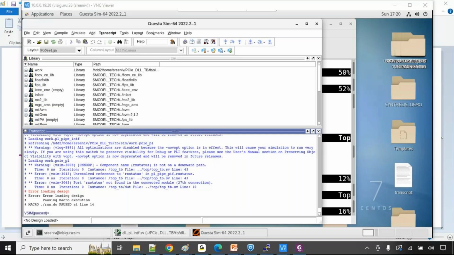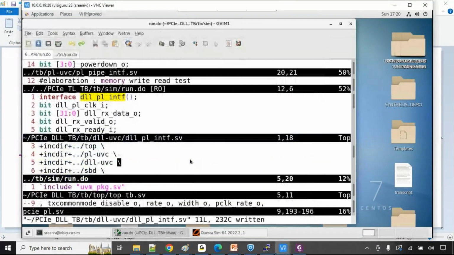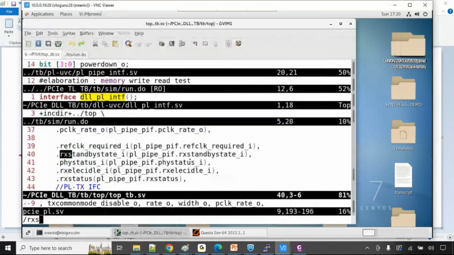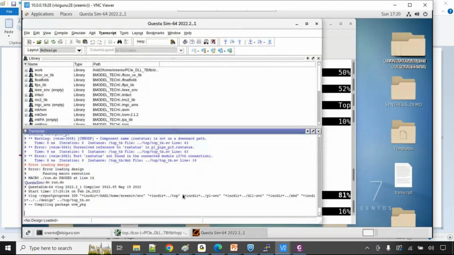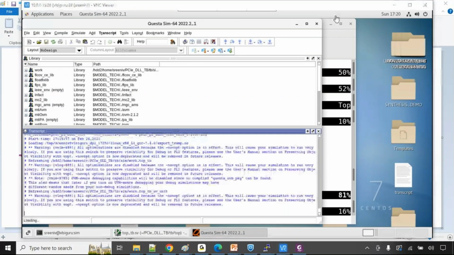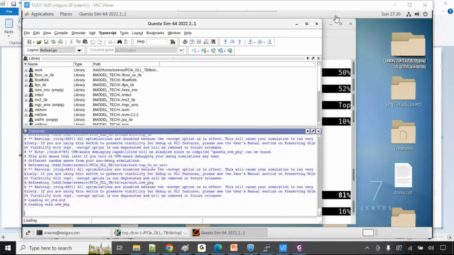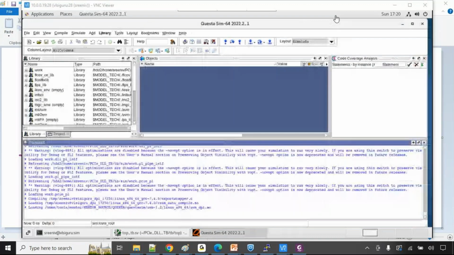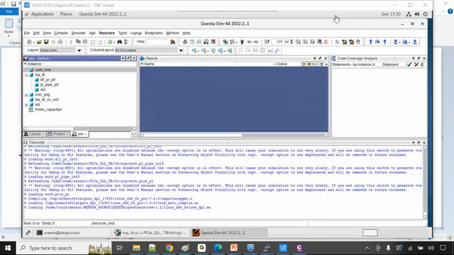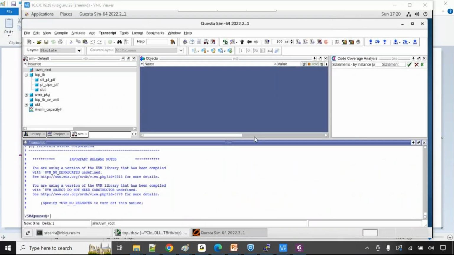Okay. PL pipe RX status, unresolved reference to RX status. Okay, so somewhere there is an RX status. In the top, it will be the problem. RX is underscore I, is underscore I. Now the compilation is clean and it is running.